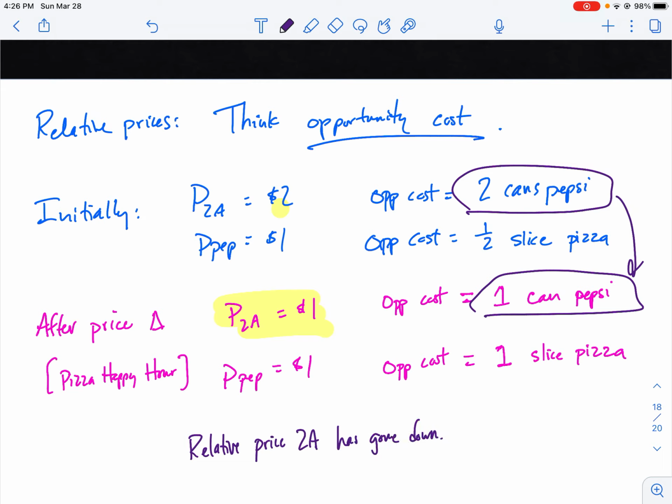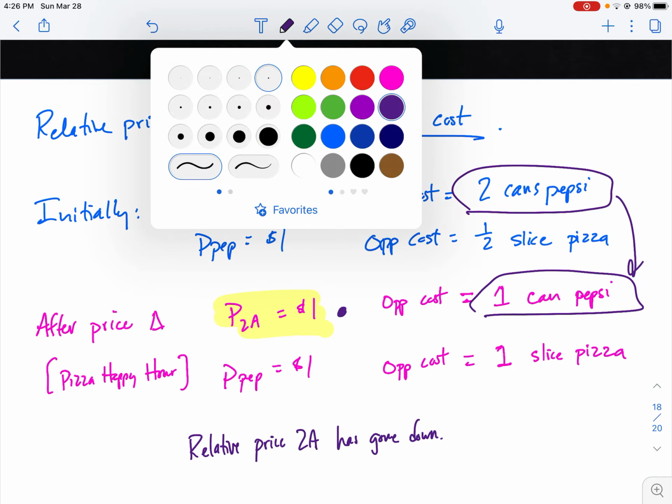Now that doesn't surprise us, right? Because the nominal price went from $2 to $1. And so if the nominal price went from $2 to $1, and now we can also see the relative price went from 2 cans of Pepsi to 1 can of Pepsi. So that's probably not all that surprising. But here's the part you have to pay attention for.